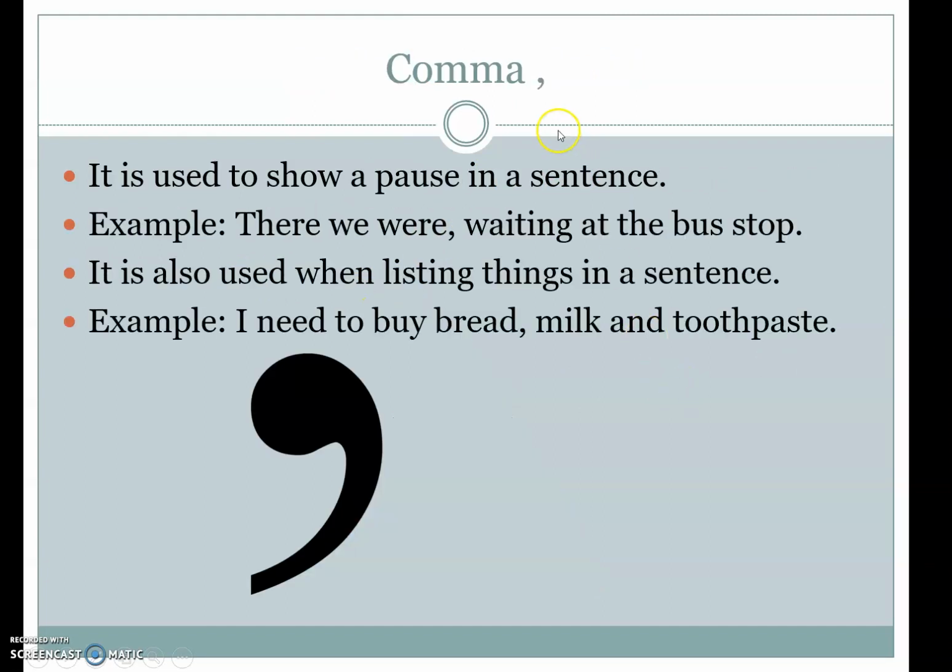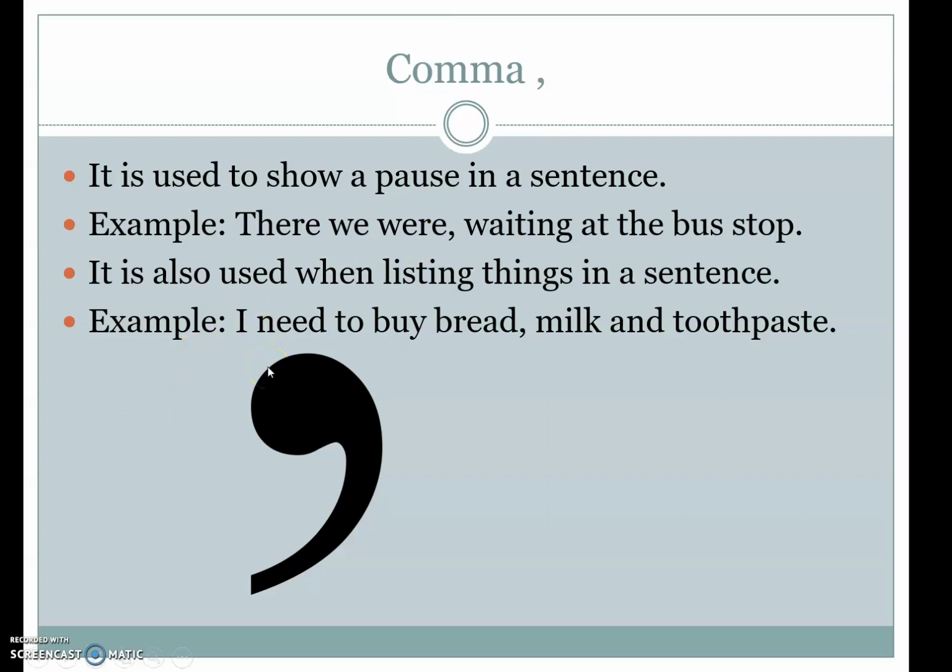Comma. Please look at the spelling of comma. It has two M's. If it had one M, it would be coma, and a coma is a completely different thing. It's not the same as the comma punctuation mark. The comma is used to show a pause in a sentence. So for example, there we were, comma, so that means take a slight pause, waiting at the bus stop.